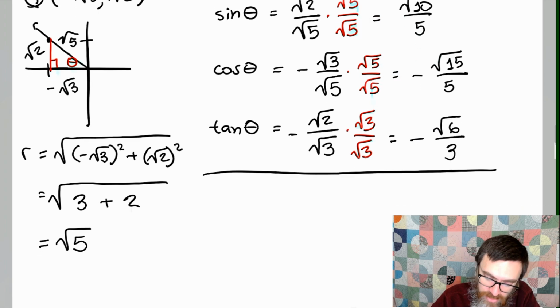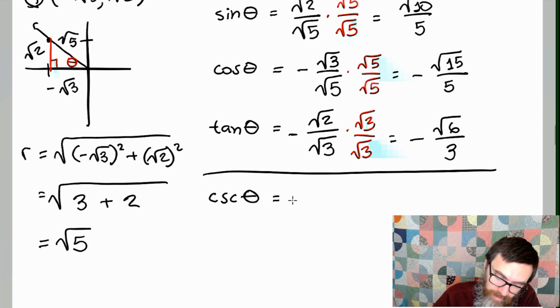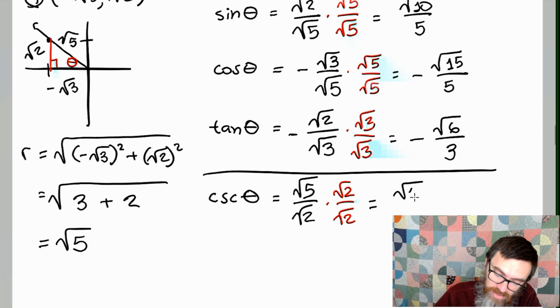When it comes to the other trig functions, it is going to be kind of messy. But let's start with the cosecant. So we have to flip the sine upside down. So that's going to be the square root of 5 over the square root of 2. Again, rationalize. So we have the square root of 10 divided by 2.